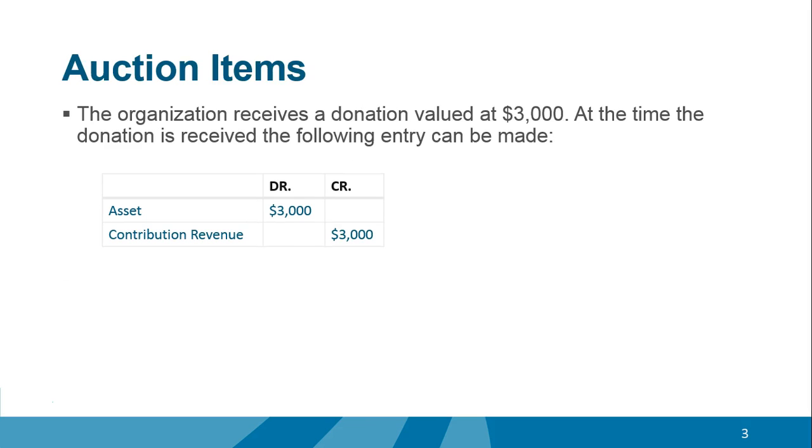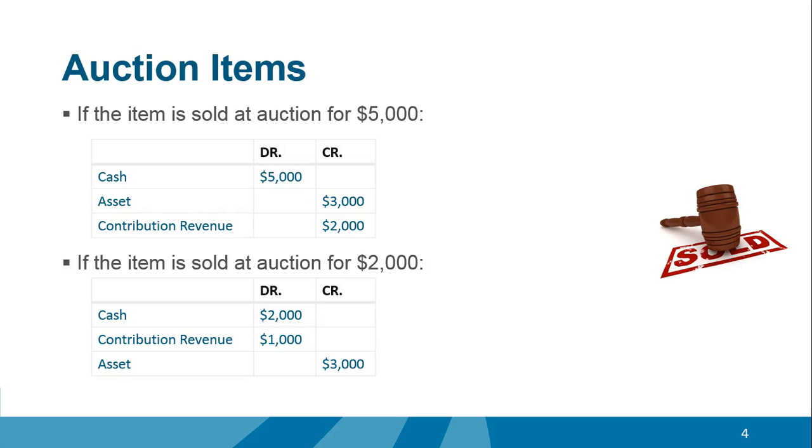Next is auction items. The organization receives a donation valued at $3,000. The entry to record the donation will debit an asset and credit contribution revenue for $3,000. Once the item is sold at auction, additional entries are necessary. If the item is sold at auction for $5,000, the entry would be a debit to cash for the $5,000 paid for the item, a credit to the asset for $3,000 to remove the item from the accounting records, and a credit to contribution revenue for $2,000, the amount received in excess of the value of the donation.